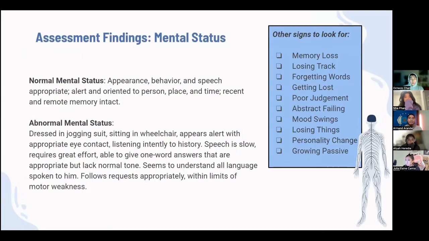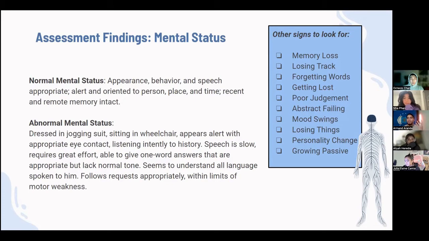So moving on to mental status, a healthy 60-year-old male would have proper dress and appearance, behavior, and speech. So he would be alert and oriented to person, place, and time, and his short-term memory would be mostly intact. Now, in JT's history, we have him arriving in a jogging suit, and he's in a wheelchair. So he made appropriate eye contact, and he listens well, but his speech is slow, difficult, and monotonal, with one-word responses.